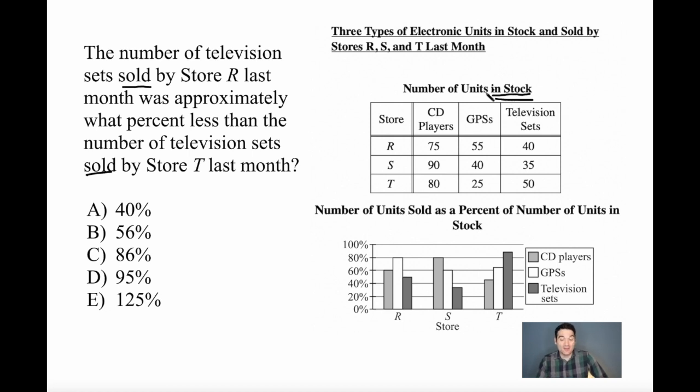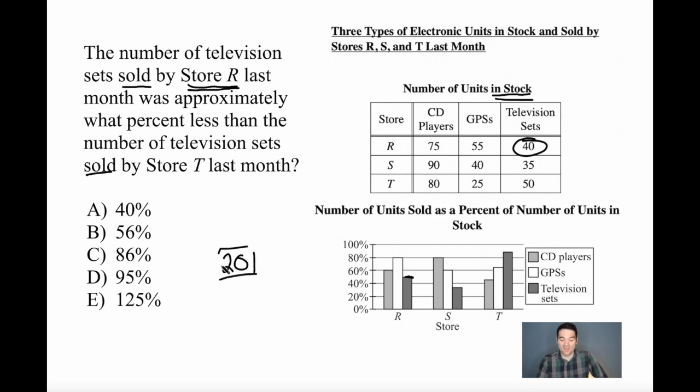To figure that out, we have to use this graph right here, which tells us what percent of the units in stock were actually sold. So let's start with store R, right? How many TV sets did store R have in stock? Well, they had 40. And then the question is, what percent of those 40 did they sell? Well, let's go to store R and look at TV sets. They sold, it looks like 50%. So 50% of 40 means that store R sold 20 TV sets.